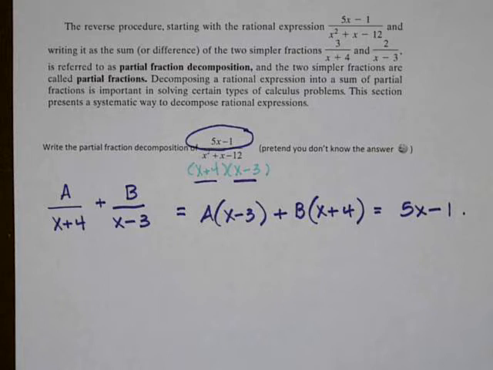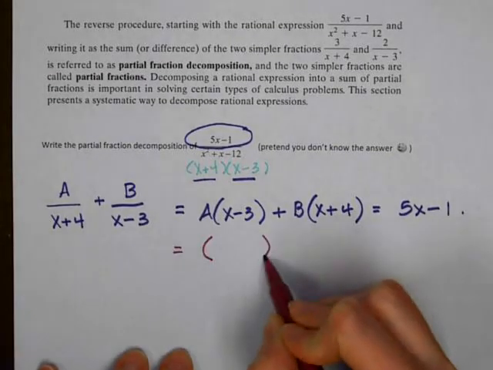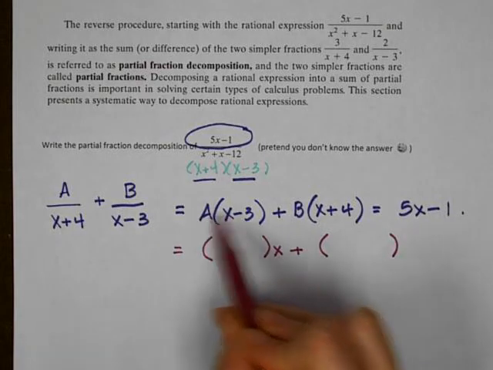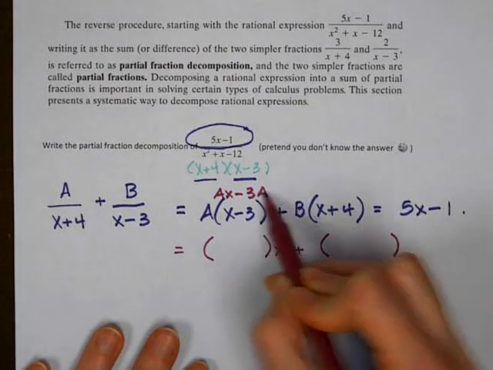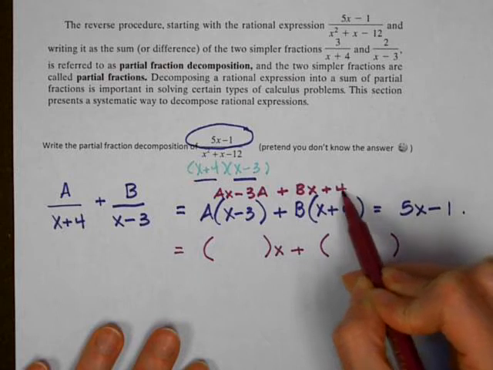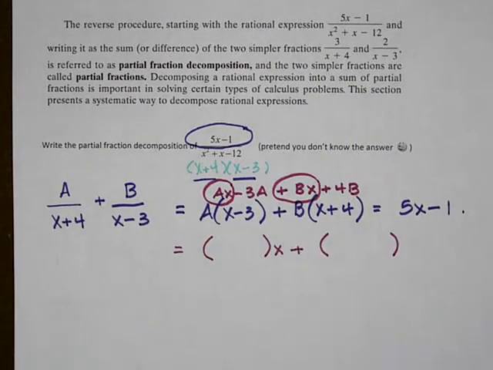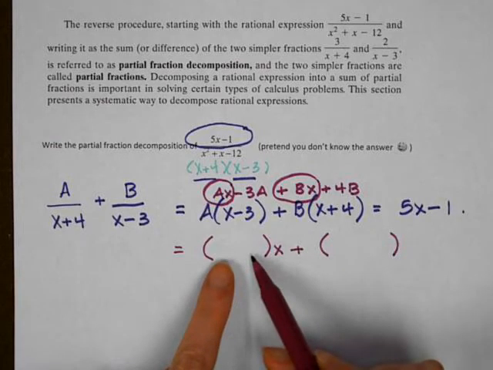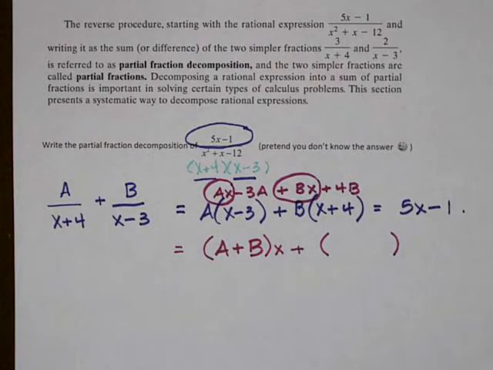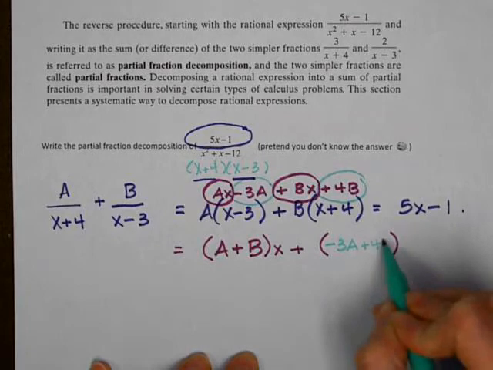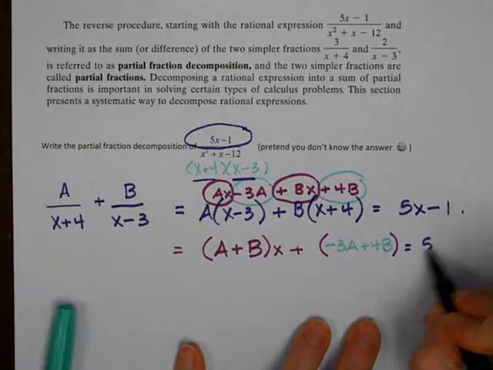And we're going to have to use a system. So let's do this. Let's collect all of the x terms and let's collect all of the constant terms. So here's what I mean. If you were to distribute, wouldn't this be ax minus 3a, and wouldn't this be bx plus 4b? If we were to collect all the x terms, wouldn't it be this one and this one? And if we pulled the x out, the coefficient of the x term would be a plus b. And then let's combine all of the constant terms without the x. That would be this one plus this one. So negative 3a plus 4b. And then don't forget, this is all equal to 5x minus 1.